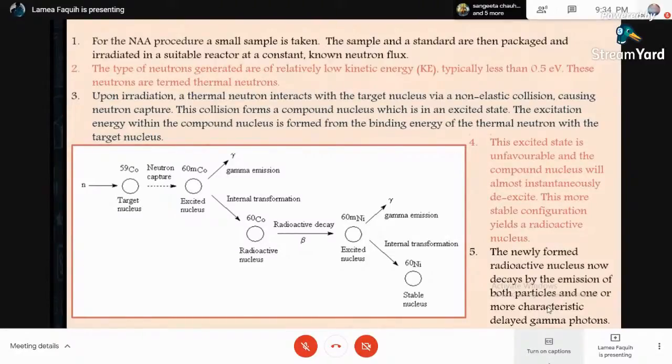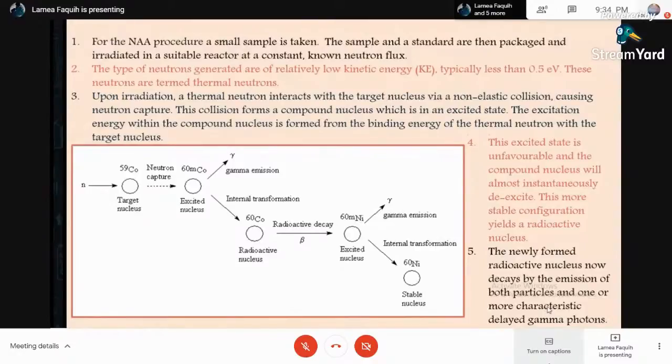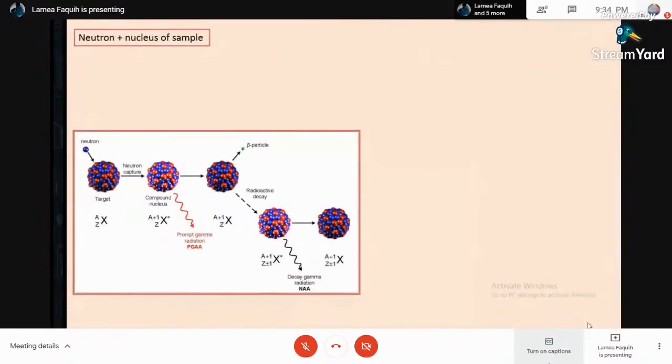After this, how it translates into my gamma emission and delayed emission, that is what we are going to see. But before that, let us get a brief idea of the entire thing together. In short, if I want to say what is happening to my sample, first my neutrons are attacking the sample, so it's going to react and interact with the sample nucleus.